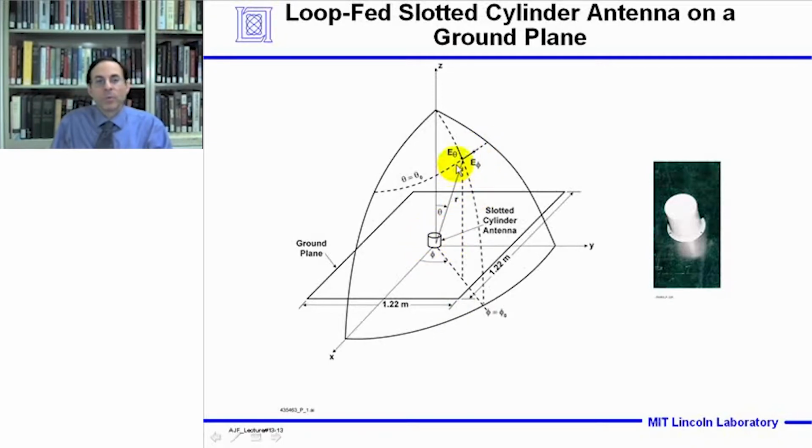And so the principal polarization would be the E phi component for the slotted cylinder antenna, and E theta would be the cross polarization for this antenna. And so, as shown in this diagram, the loop-fed slotted cylinder antenna or array of antennas would be located in the XY plane, and the Z direction would be the direction in which the element has a null.